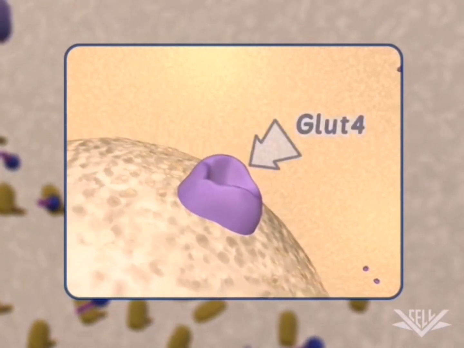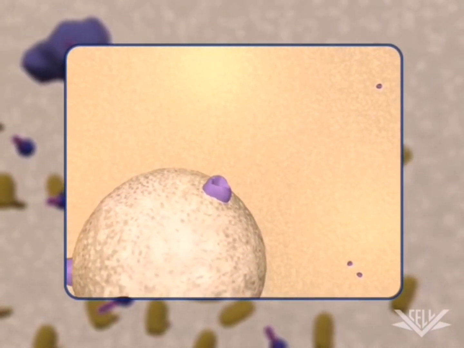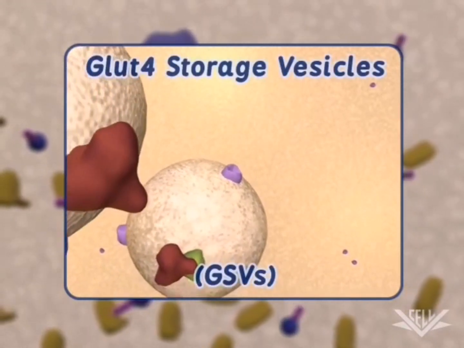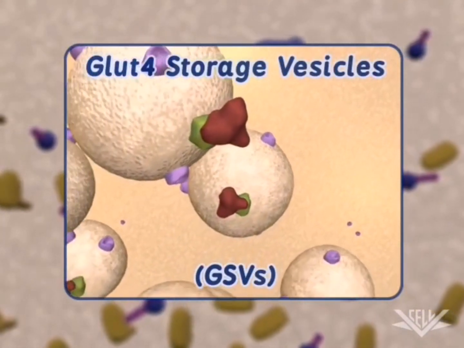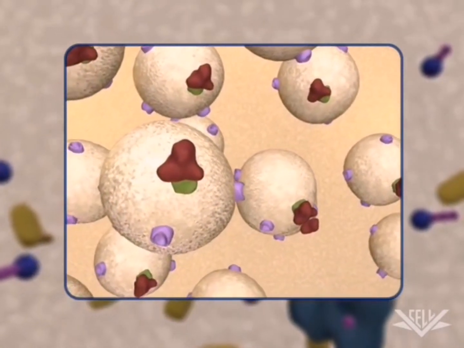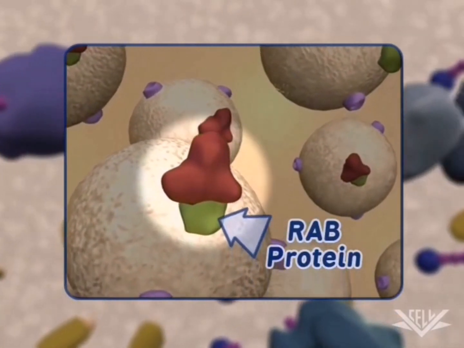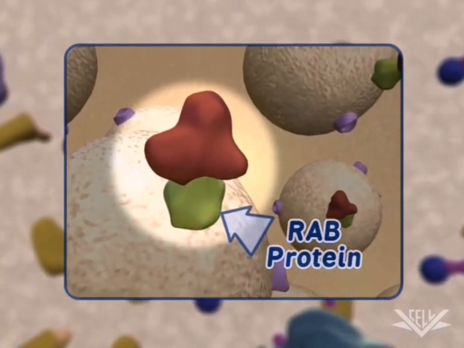As we mentioned before, GLUT4 is a glucose transporter, and GLUT4 storage vesicles are held in a recycling state near the cell membrane. The vesicles are held mostly in this region because the Rab proteins that interact with the motor proteins necessary to move the vesicles to the membrane are in an inactive state.